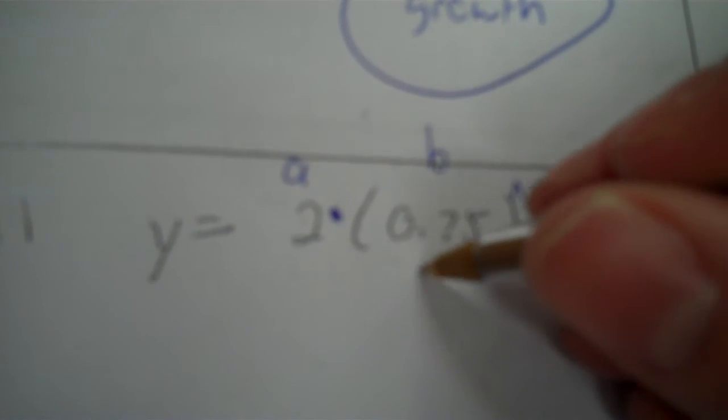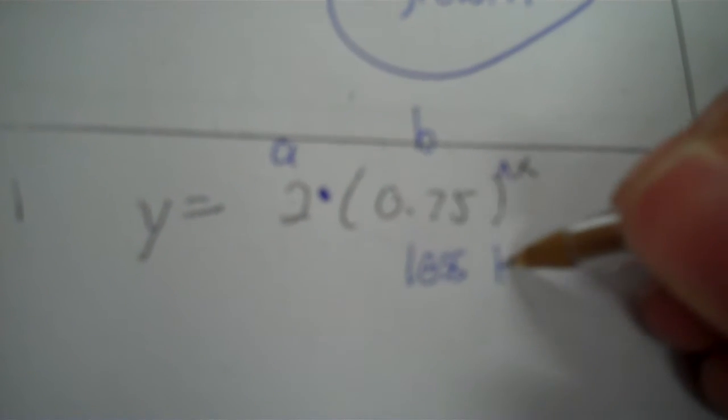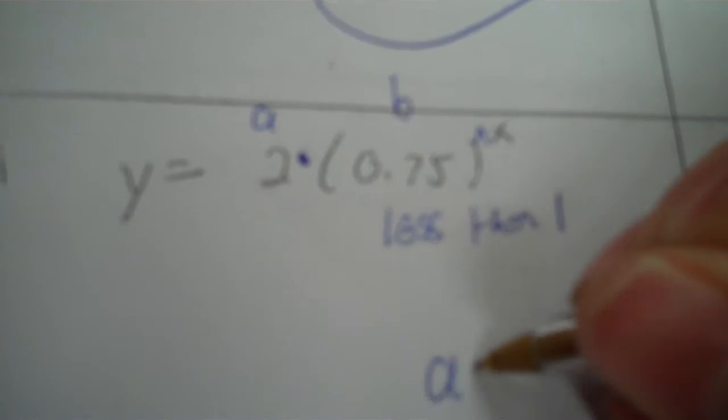Okay. Now you're taking your initial amount, now you're multiplying it by something repeatedly that's less than 1, so that's going to be decay, that's less than 1. So that represents decay.